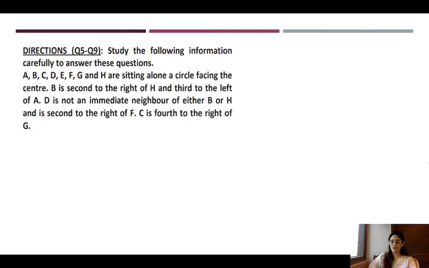Okay, so here we have our first question, and it says that A, B, C, D, E, F, G and H are sitting along a circle facing the center, and then you have some information. Here you can see that it is sitting along a circle, so what we're talking about is a circular seating arrangement.